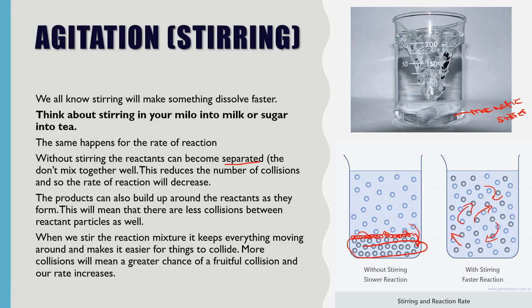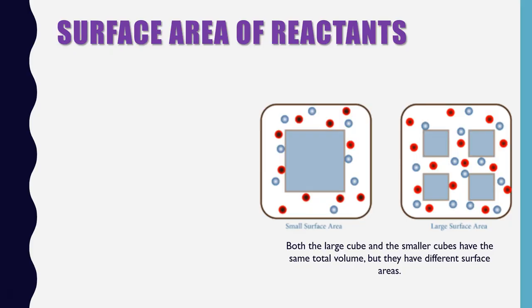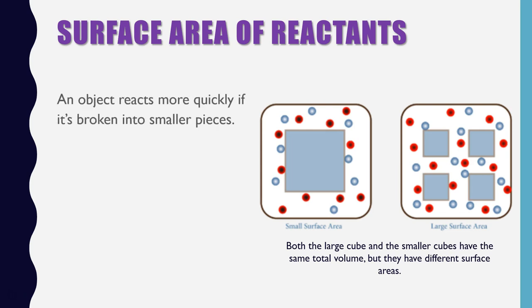The last one we're going to look at in this video is surface area. So you may have studied surface area in maths, where you've had to work out the surface area of a solid. What this means is that if we have a single cube, like a sugar cube, then just the surface of that cube, if you think about three-dimensional space, is able to collide and react with the reactants in solution. So everything on the inside is unable to react.